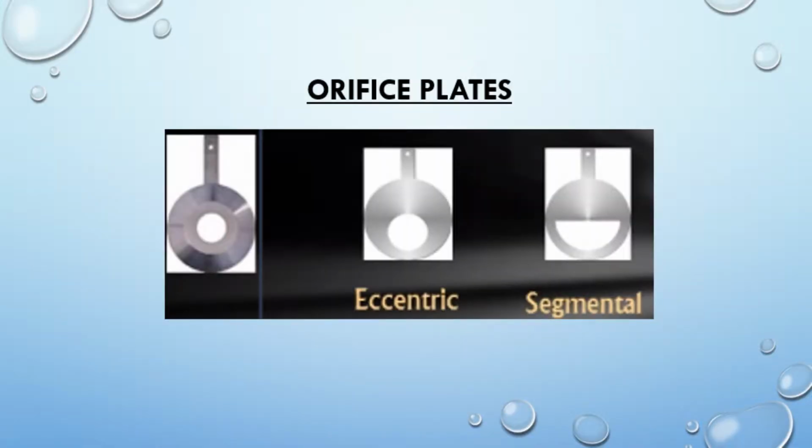Orifice plates are the most common type of primary element for DP flow meters. The most common orifice plate is the concentric sharp edge orifice plate, which is shown in the picture on your handout, the one furthest to the left of the three types of plates. They are usually used in applications such as relatively clean liquids, gases, and low velocity vapor.